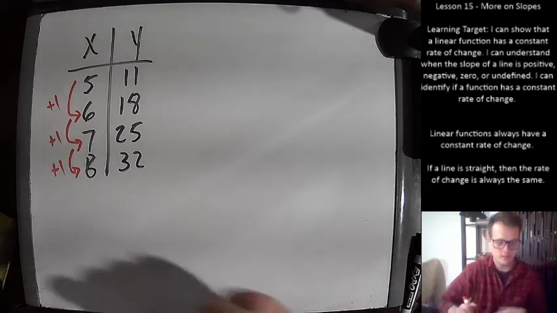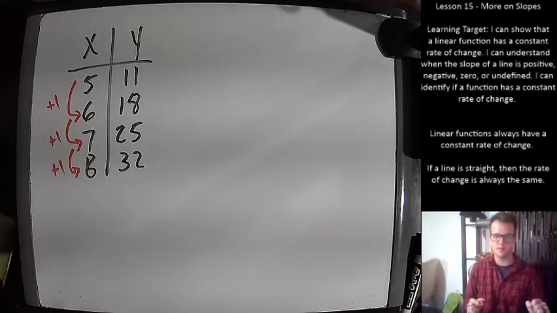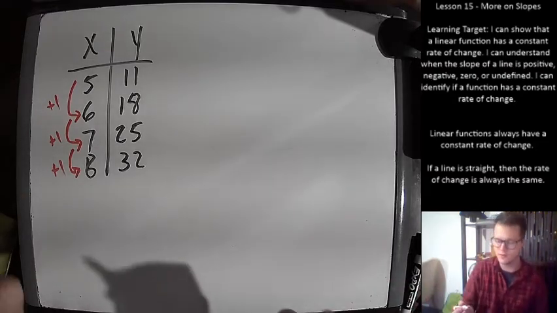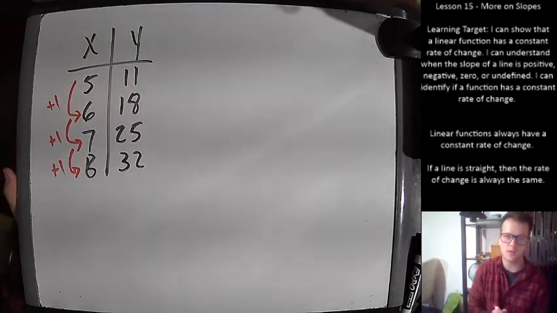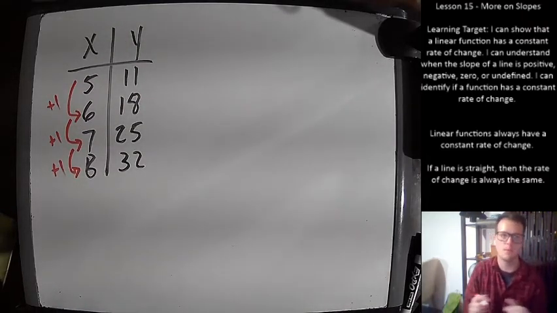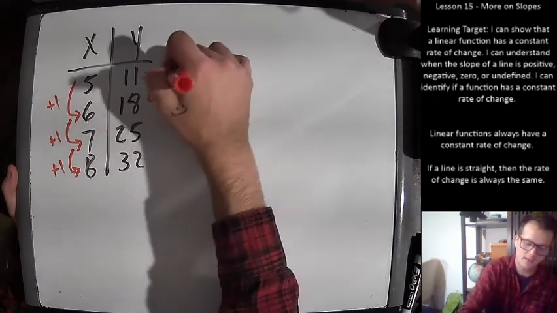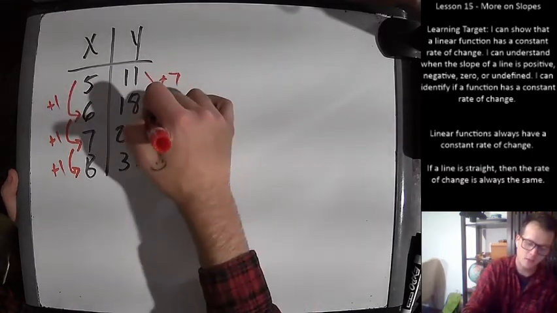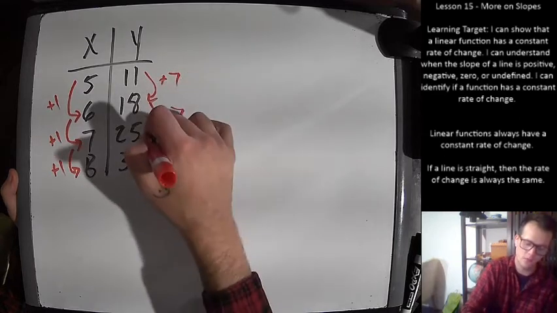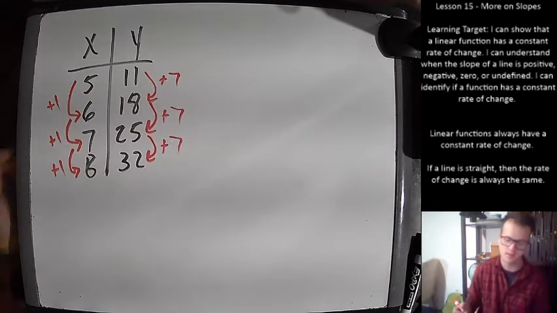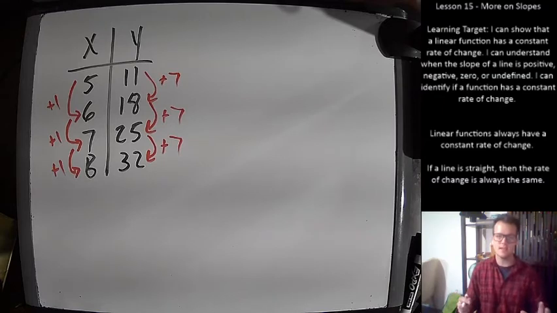Now, that alone doesn't tell us that we have a constant rate of change. We also need to check the y values. So if the y values are also constant, boom, constant rate of change, game over. So let's check. To go from 11 to 18, well, we have to add 7. And to go from 18 to 25, we also add 7. And to go from 25 to 32, we also add 7. So now we can definitely determine that we have a constant rate of change.